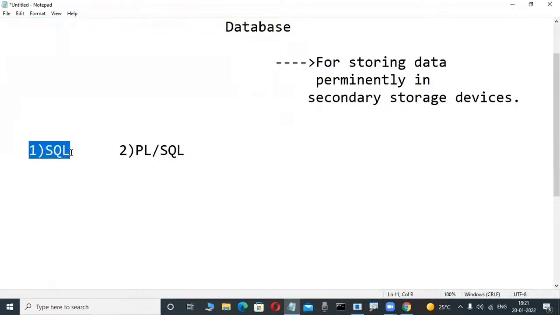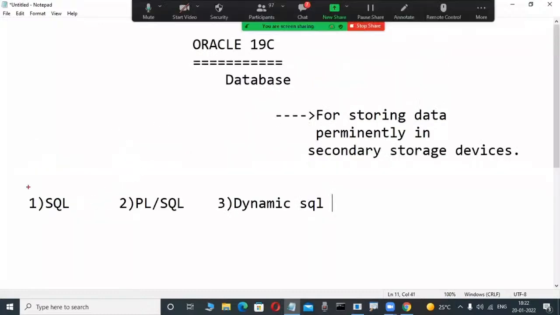SQL is one language, Structured Query Language. After SQL, it is better to learn another language, that is PL/SQL, Procedural Language extension for SQL. Not only these two, but in companies we also use another language, Dynamic SQL. That is a small one, because if PL/SQL knowledge is there, it is only a little bit of extension. These three languages you have an idea.